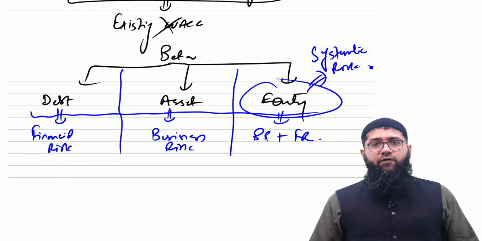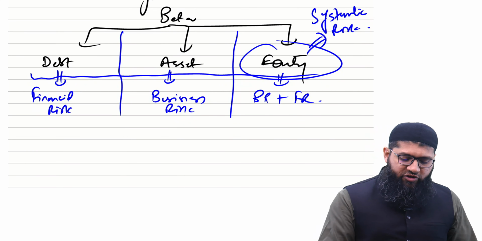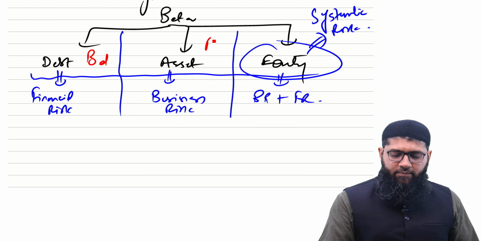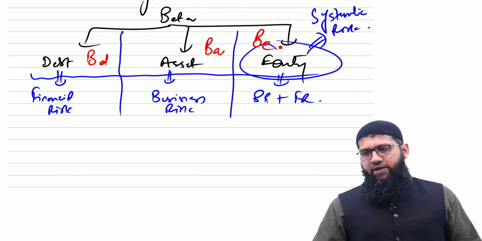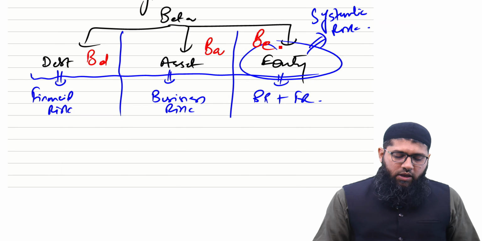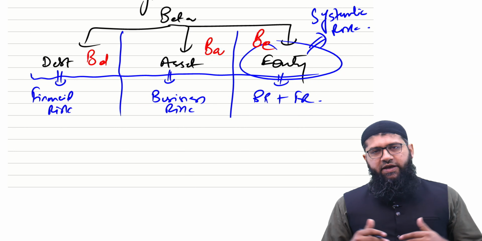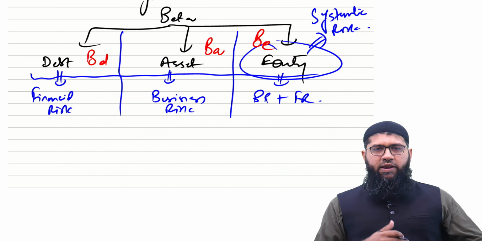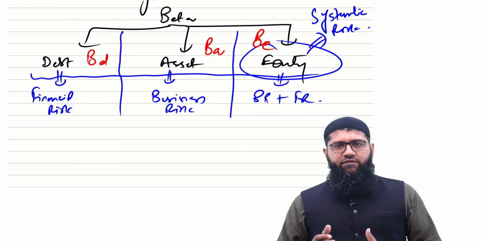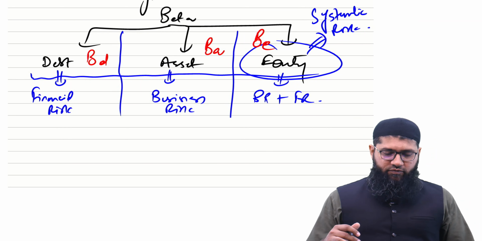Now let's move a bit forward and discuss further. Generally they are represented with the debt beta, asset beta, and then equity beta. Now you know what is the reflection of business risk, what is the reflection of financial risk, and what is the reflection of both of them.